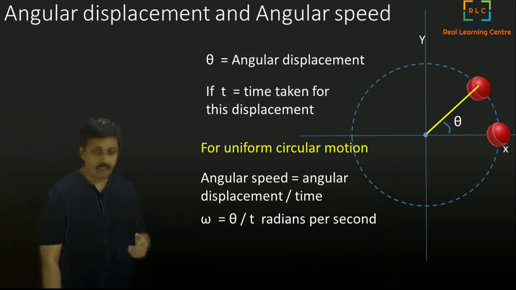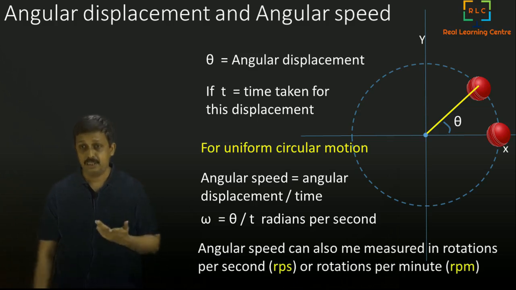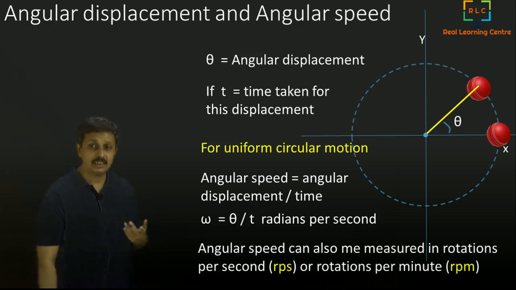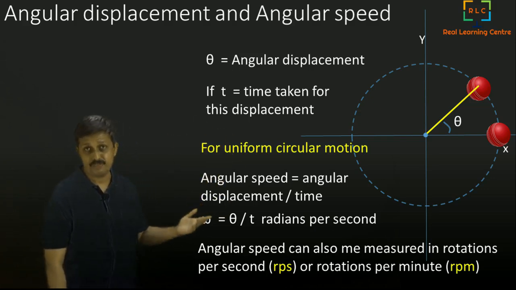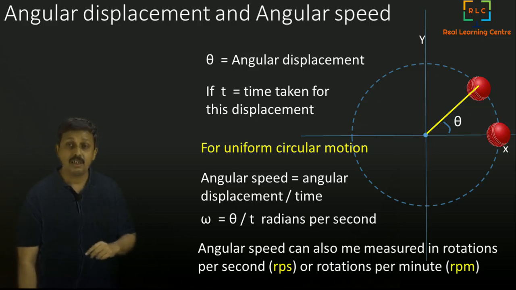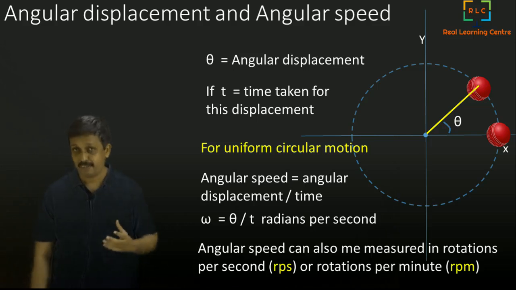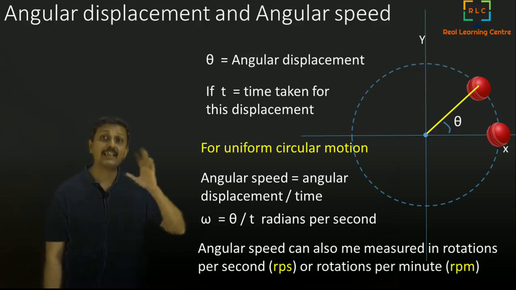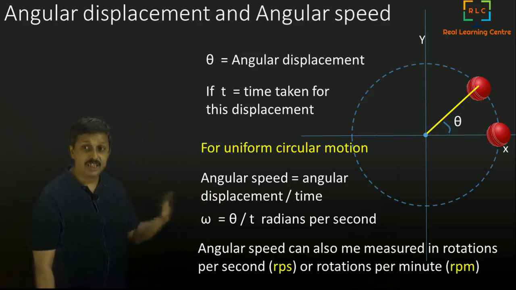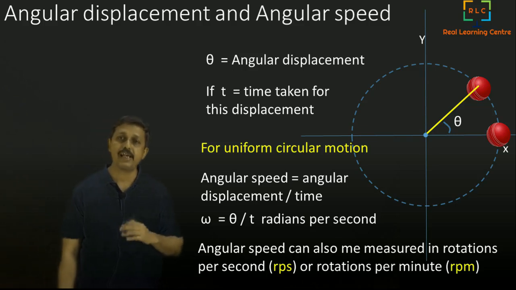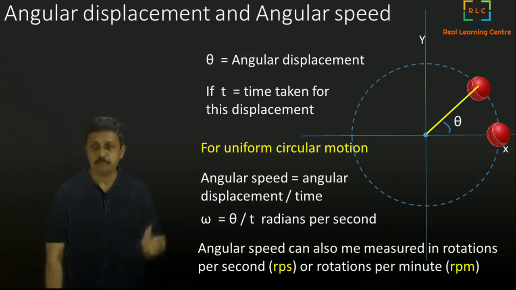Angular speed we not only measure in radians per second, there are also other common units. Angular speed can be measured as how many rotations it has done in 1 second, RPS. Sometimes we use rotations per minute, RPM. We use the word rotation because rotation involves circular motion of particles. So we use that also for talking about angular speed. We have now understood angular displacement and angular speed.